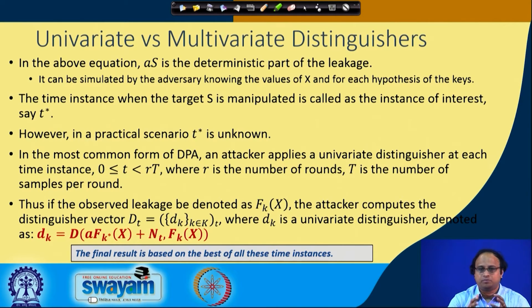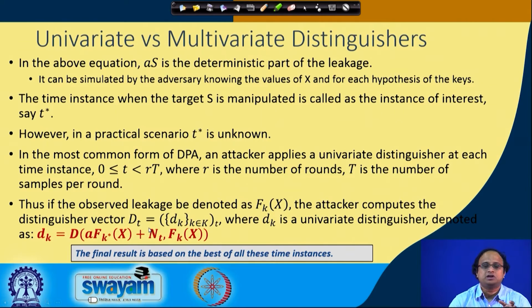Note that if I have a block cipher that iterates over, say, R rounds, and in every round there are T instances when you are sampling, where T is the number of samples per round, then the total value of small t can range from 0 to RT minus 1. So, if the observed leakage is denoted as Fkx, the attacker computes the distinguisher vector, denoted as dt.